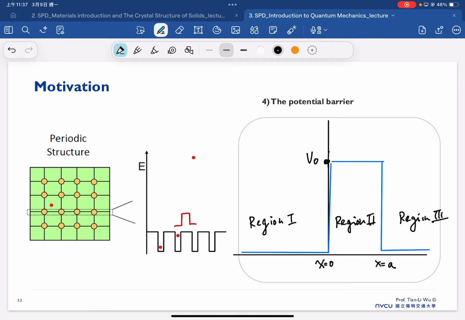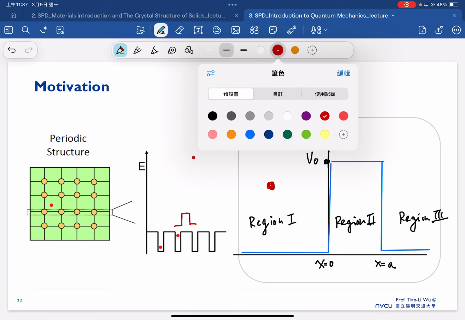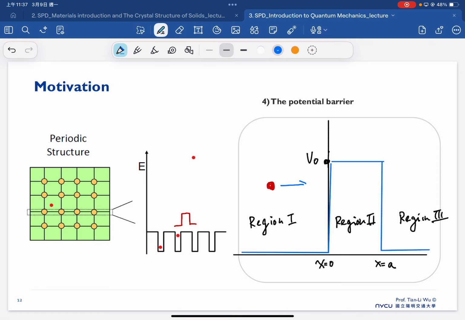But now the electrons are moving toward the right, and the electron has an energy smaller than V0. So that would be the final case we want to solve. We haven't used any equation to solve and derive something yet.